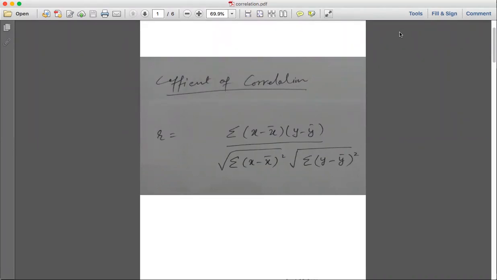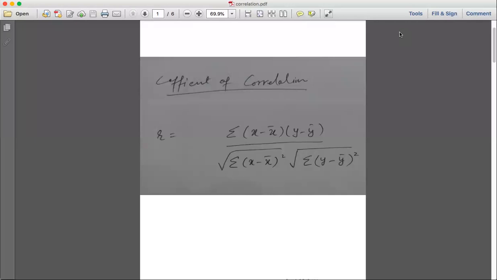So there are two types, keep it in your mind. One is positive correlation, in which both the variables are increasing or decreasing. That is known as positive correlation. If one is increasing and one is decreasing, that is known as negative or inverse correlation.